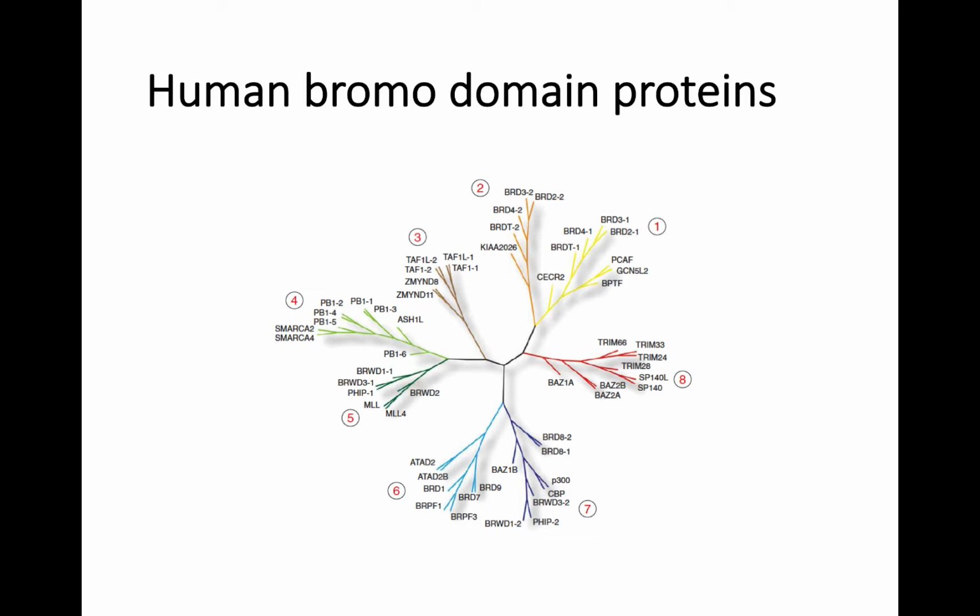Most eukaryotes have a large number of different bromodomain proteins that interact with both acetylated histones and other acetylated proteins. This diversity in bromodomain proteins is illustrated here for humans, which have 61 bromodomain-containing proteins. These proteins are classified into 8 groups depending on their amino acid sequence similarity.